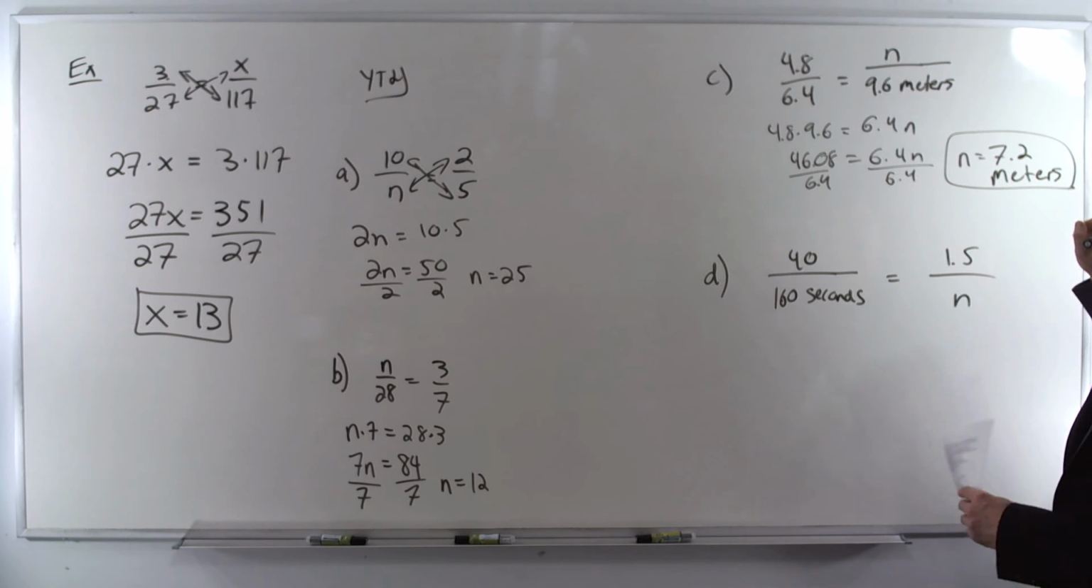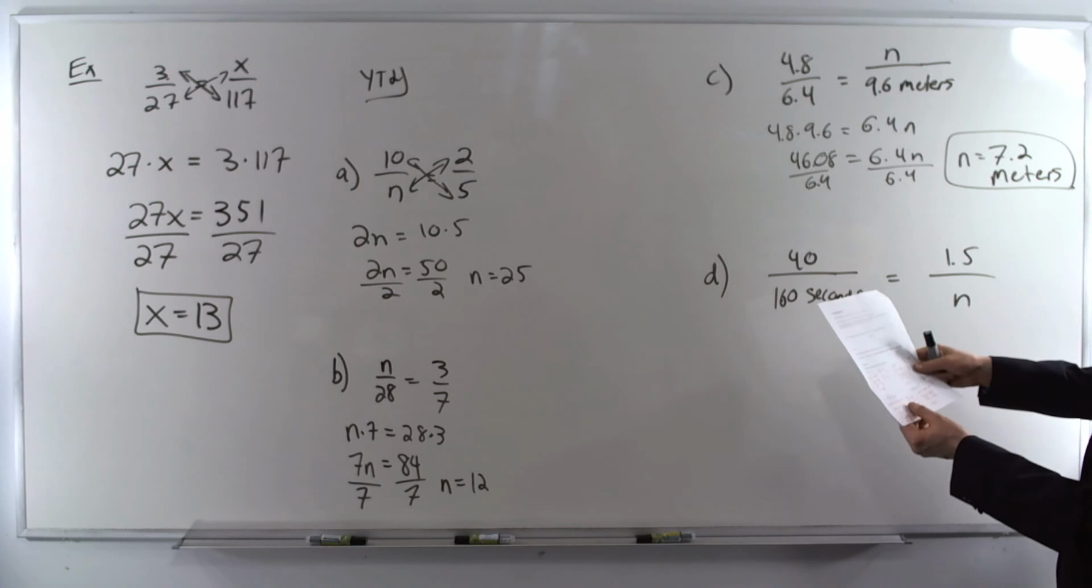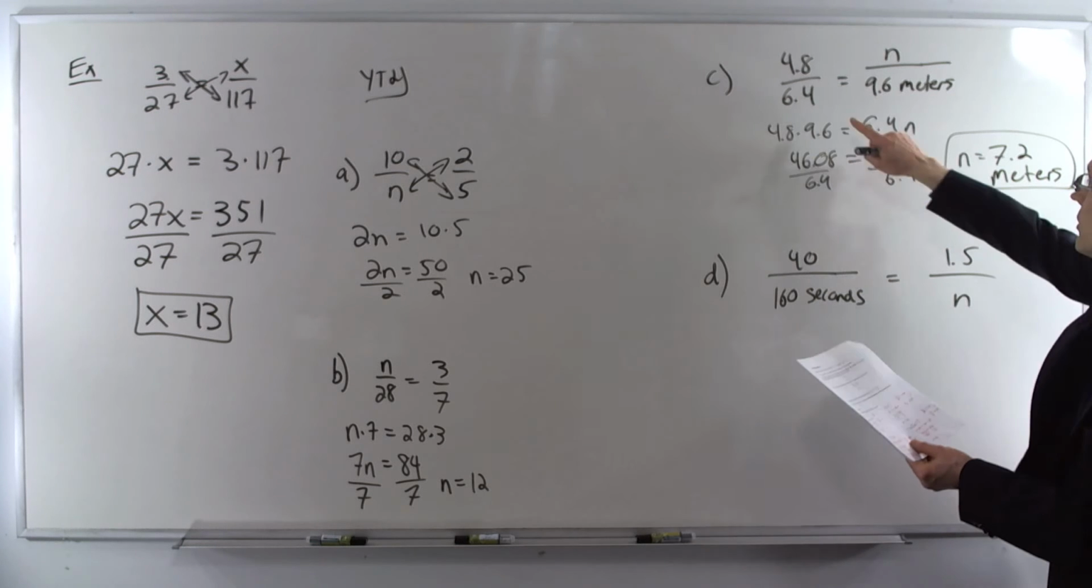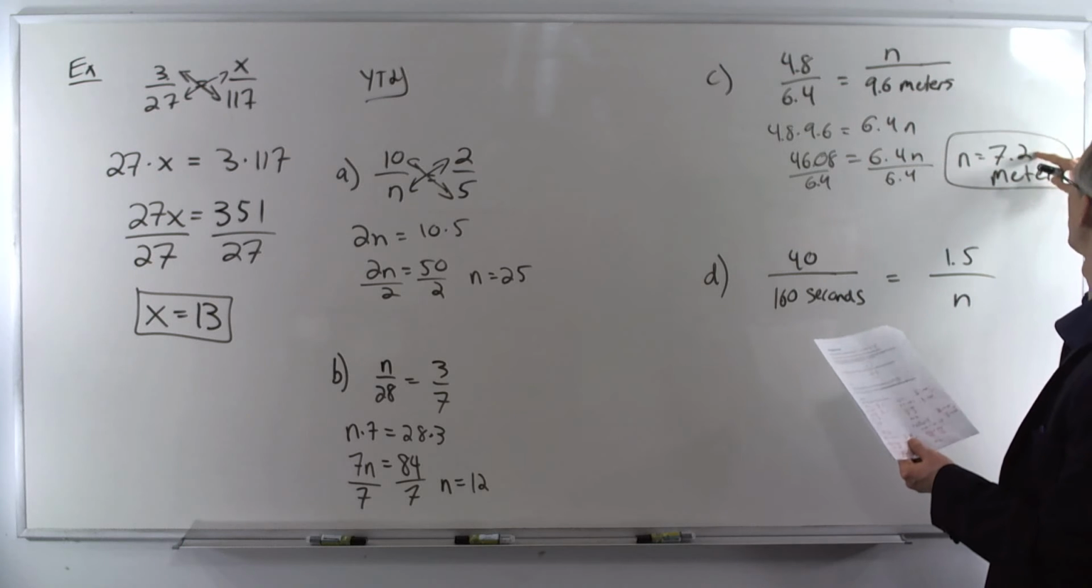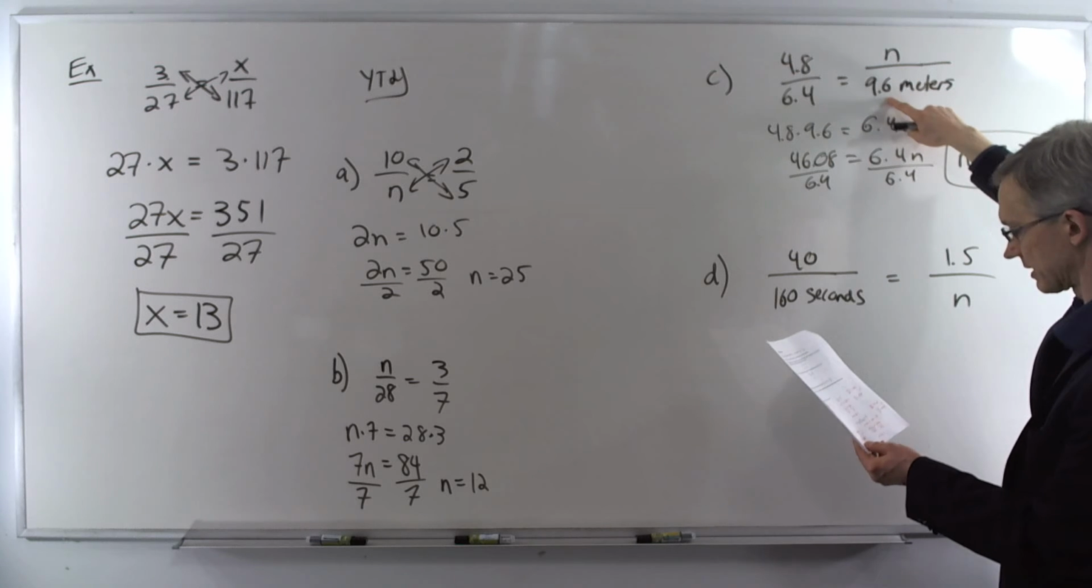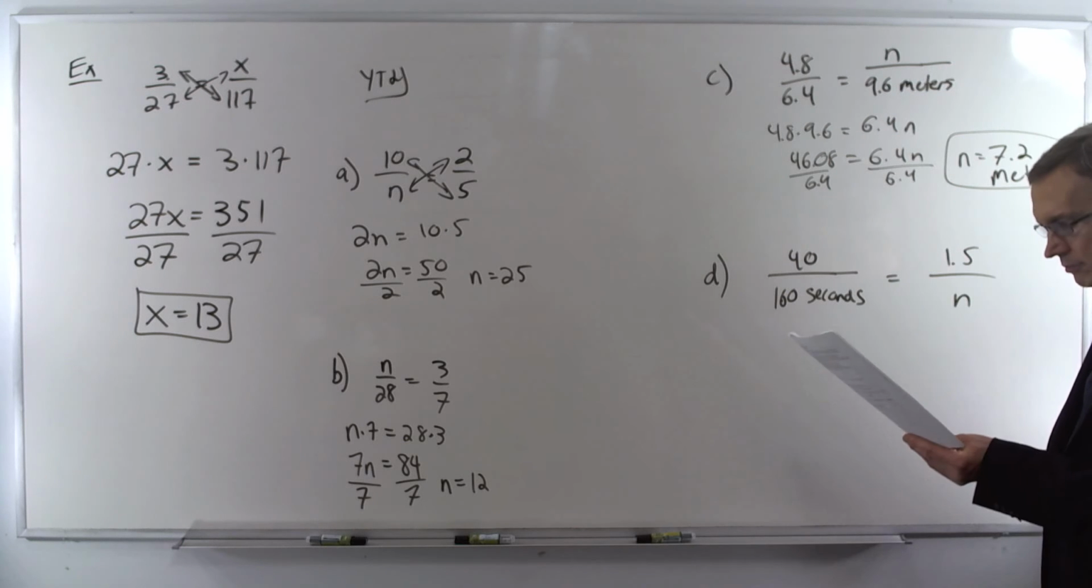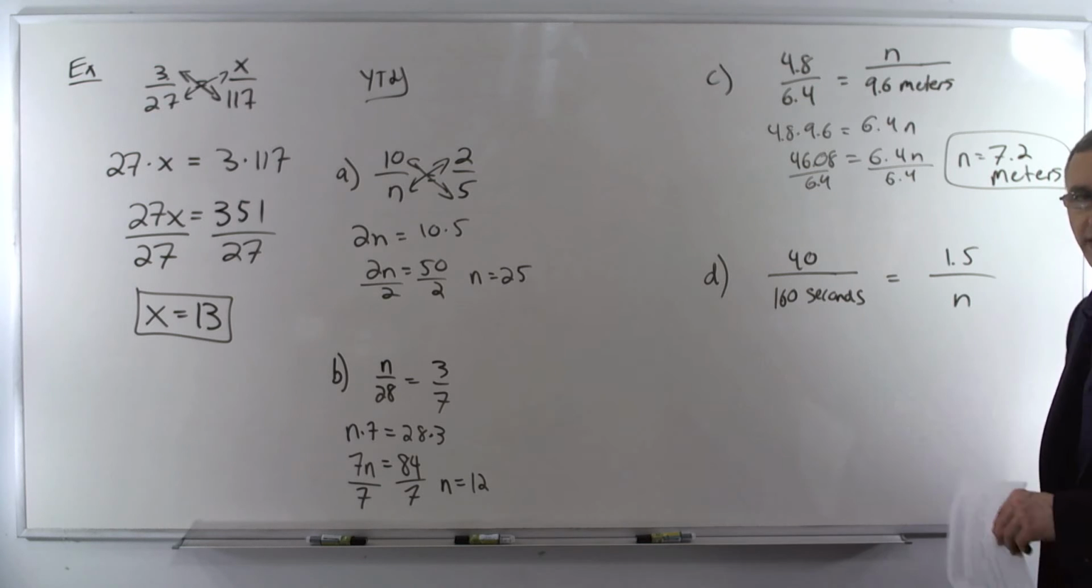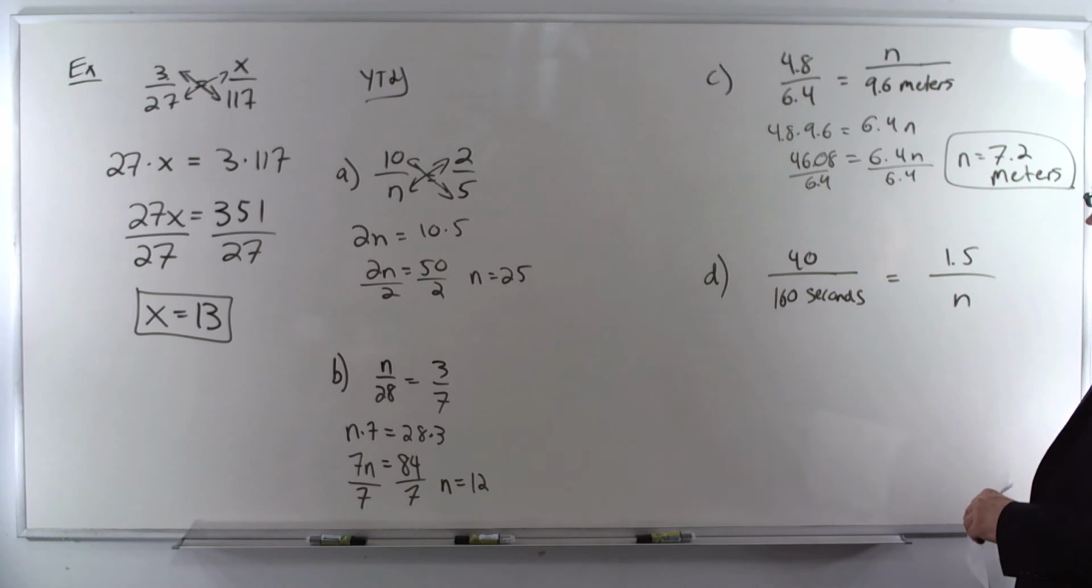All right, so let's check here. 4.8 divided by 6.4 gives us 0.75. And 7.2 divided by 9.6 gives us, what did I say, 0.75. So we get 0.75 both ways.